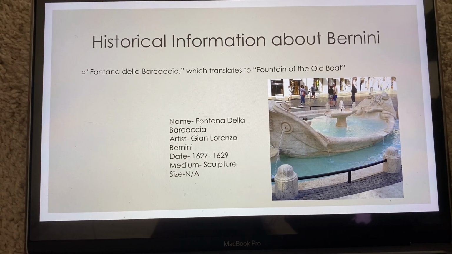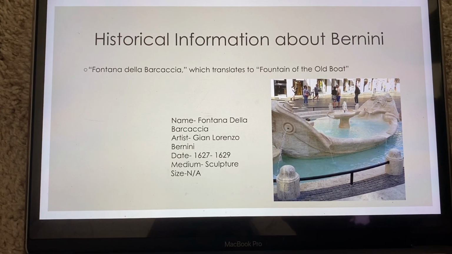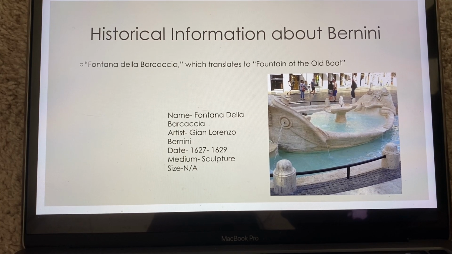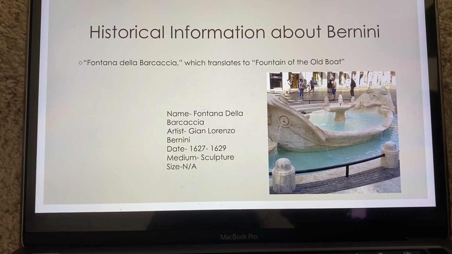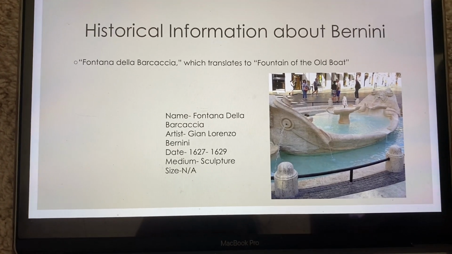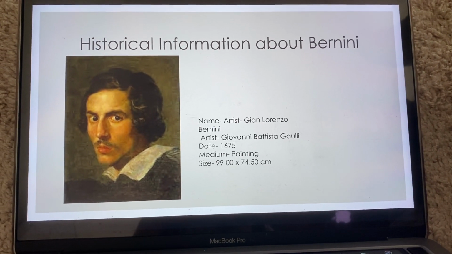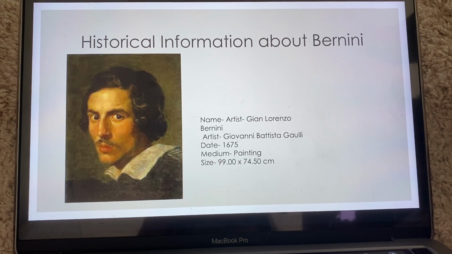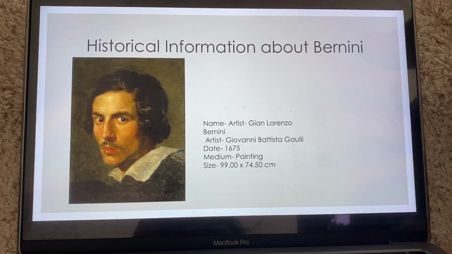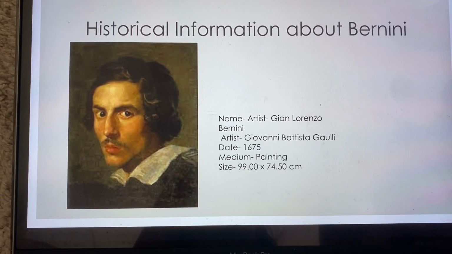One popular artwork Gian Lorenzo Bernini completed with his father Pietro Bernini was the Fontana della Barcaccia, which translates to Fountain of the Old Boat, and is a popular fountain located in Rome, Italy. Out of the approximate amount of 150 paintings that Bernini created in the 1620s, only around 35 to 40 of those paintings are still in good condition today. Along with making sculptures and paintings, Bernini also created a few self-portraits.